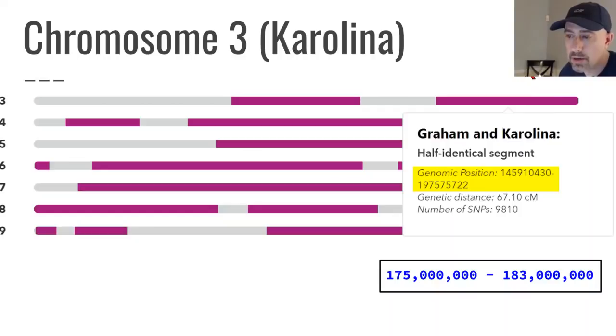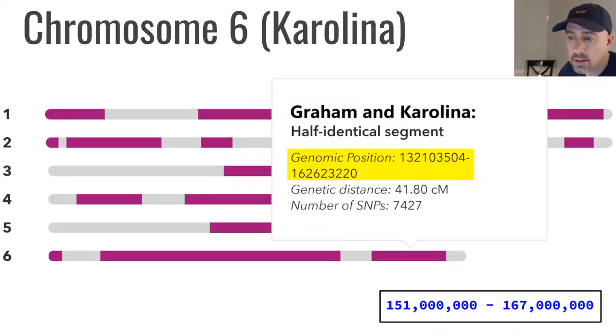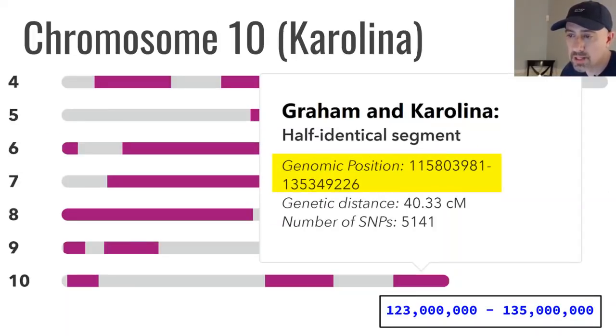Furthermore, if we compare Graham and Karolina, we can see that as predicted by visual phasing, they do match each other roughly in the position that we predicted that they would match each other on the basis of the DNA that they share with my family. Going further, we see roughly the same thing on chromosome 6. Visual triangulation predicted that Graham and Karolina would share DNA with each other where they share DNA with my family, and that is exactly what we see with the direct comparison with the chromosome browser at 23andMe.